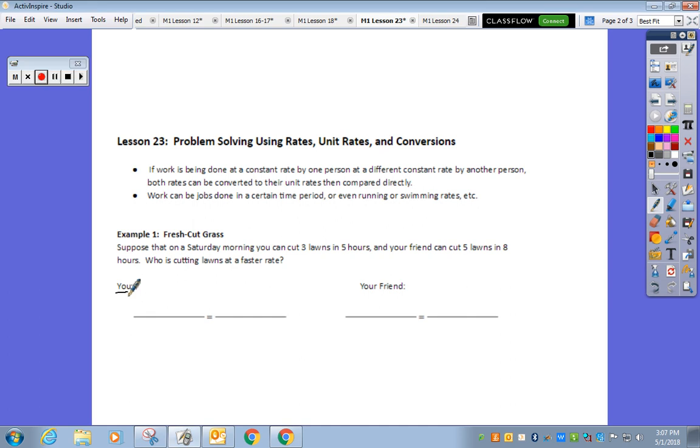So you can cut 3 lawns in 5 hours. So 3 lawns, 5 hours. Your friend can cut 5 lawns in 8 hours. Now, this is an important piece. If I'm doing lawns over hours for one of the rates, I have to do lawns over hours for the other rate. So that's just something to remember. The order has to be the same. So I'm doing 5 over 8 for the friend.